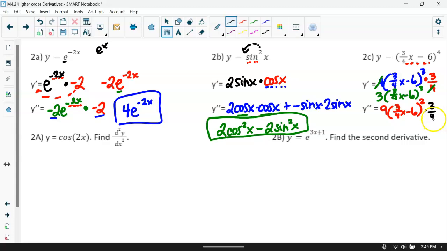Then times the derivative of the inside, which is 3/4. Now, we cannot simplify 9 times 3/4 like before, right? Because 9 divided by 4, you can't simplify. So this is our derivative. Or if you really wanted to take it a step further, 27/4 times 3/4 x minus 6 to the second power. So go ahead and pause the video and try the You Try here on your own.